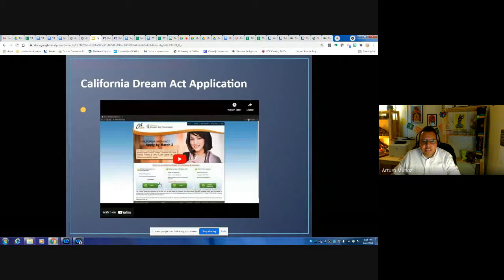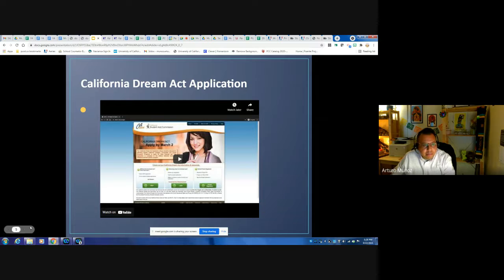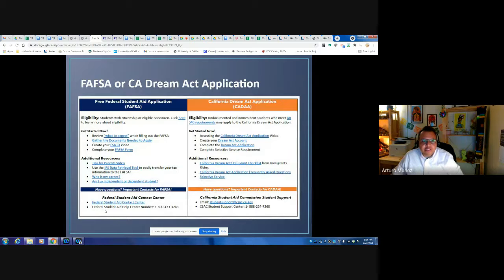Okay. So those were just some general information on both major applications that we will look over in the following slides. So again, the difference between the FAFSA and the California Dream Act and who is eligible to do either one. For FAFSA eligibility, students who are citizens or eligible non-citizens will take on the FAFSA. The California Dream Act is for undocumented or non-resident students who meet the AB 540 requirements. And we'll look at what an AB 540 requirement means.